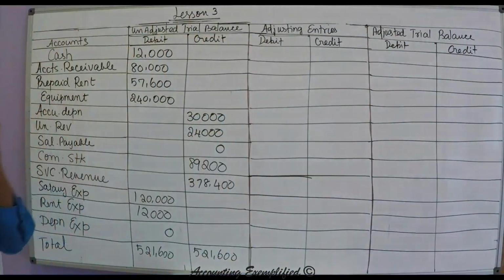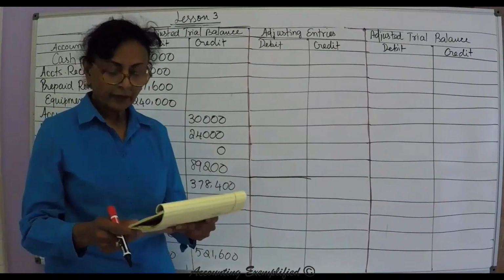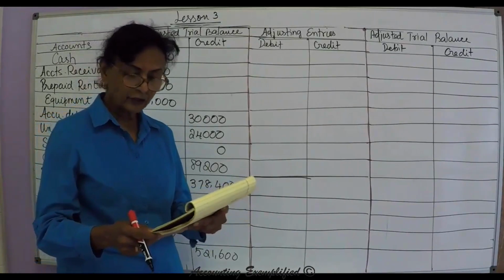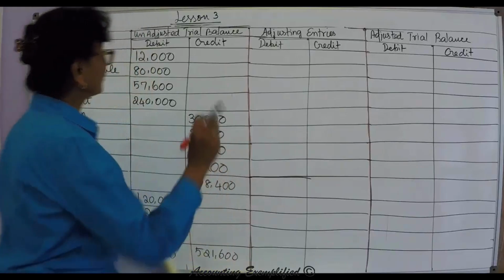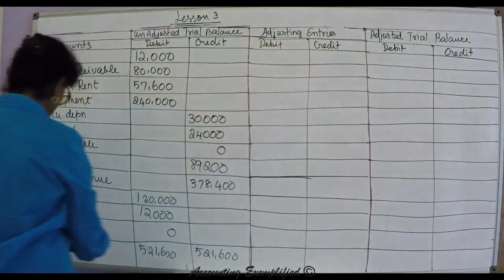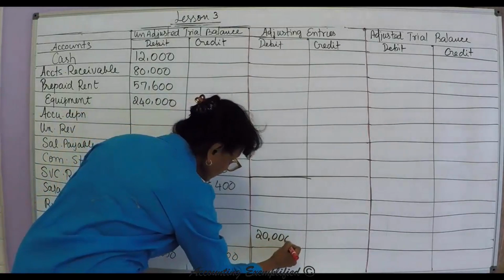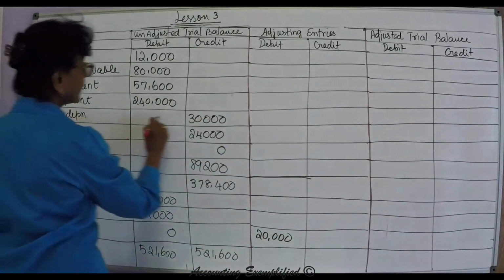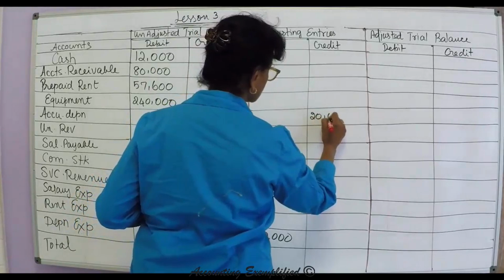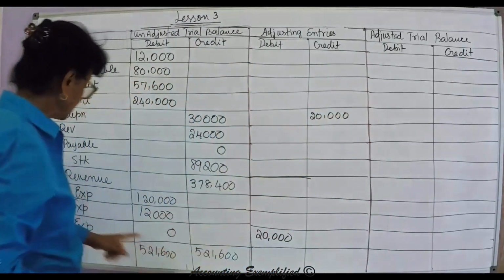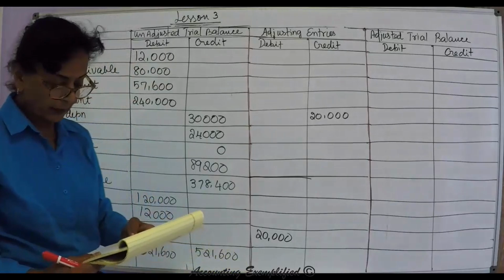Now we are going to go over the adjusting entries. We have some information for preparing the adjusting entries. So the first one, the equipment depreciated by $20,000. So we go to the adjusting entries column, we debit depreciation expense 20,000, and then we credit the accumulated depreciation 20,000. So debit depreciation expense 20,000, credit accumulated depreciation 20,000.